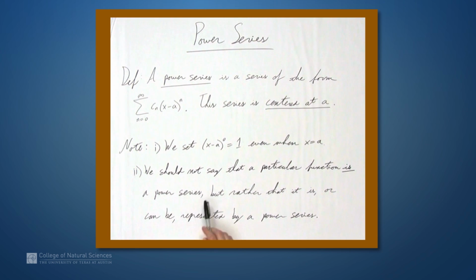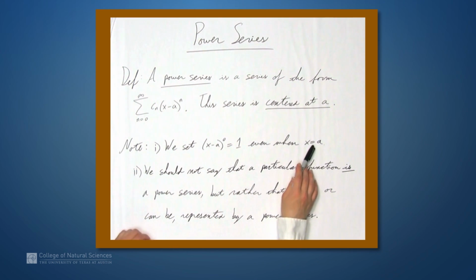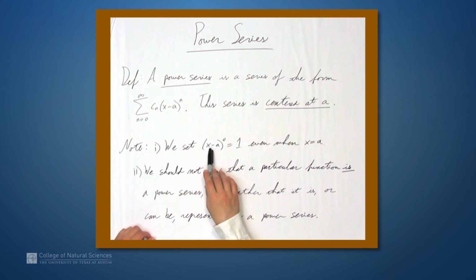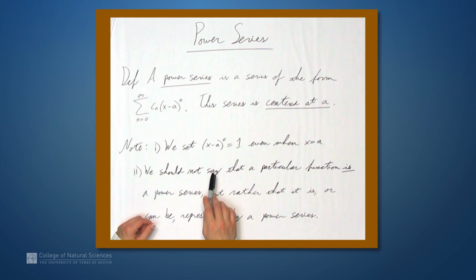Now, two things we should note. We set (x minus a) to the 0 equal to 1 even when x equals a. So this normally gives us 0 to the 0, which is undefined. And our convention is that we set it equal to 1.